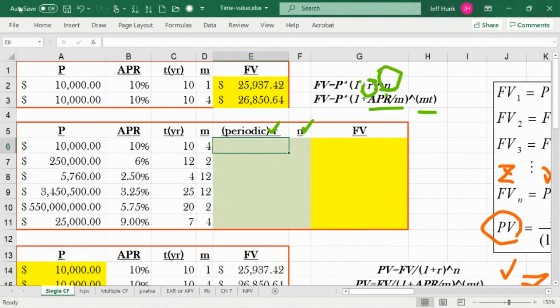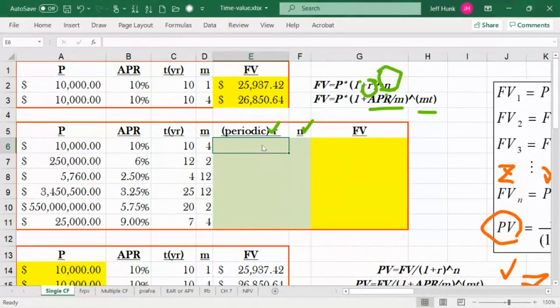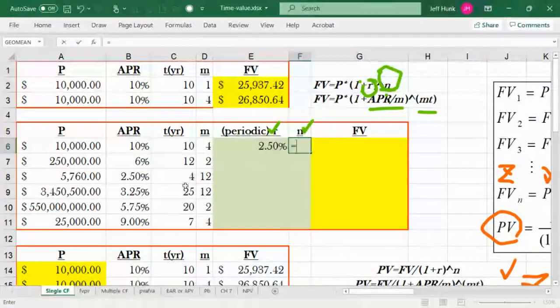Oops, my computer is acting up. So then let's find the periodic rate. Let's find R and N. All you need to do is, by definition, R is APR divided by M. N is then T times M.